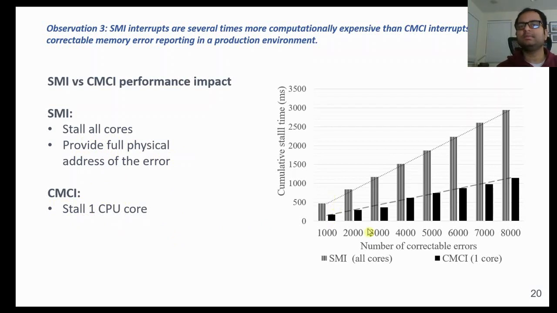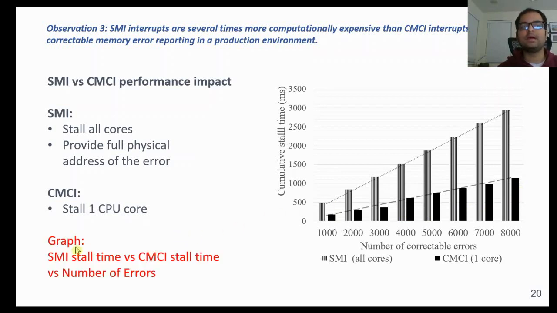And this is evident from the trends that we see that even though it affects all cores, SMI is also a lot more expensive, seen by the growth of this SMI curve versus the single core growth seen on the CMCI curve. So the graph is basically showing us a trend of SMI stall time versus CMCI stall time versus number of errors seen on the machine.